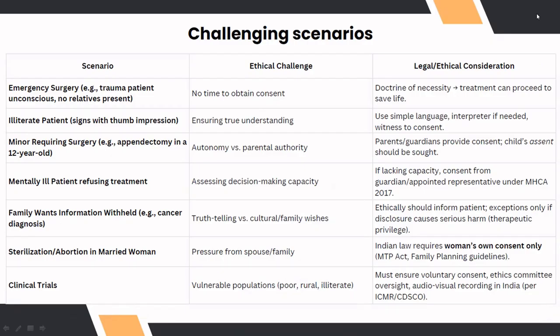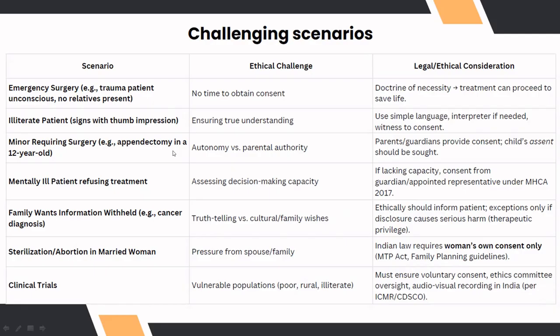Now, some common challenging scenarios. Remember, in emergency surgery, it's a trauma patient where the patient is unconscious and no relatives are present. This is a scenario where you may not have a time to obtain consent. Doctrine of necessity, beneficence, you can proceed with treatment and save the life. If the patient is an illiterate patient, remember that any illiterate patient still understands language. So you have to ensure that the patient has understood. You can have an interpreter if needed and a witness and then take a consent.